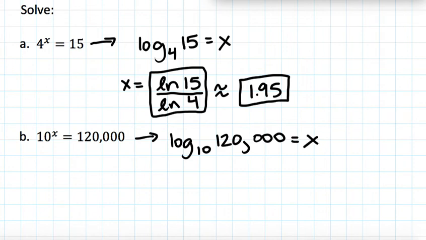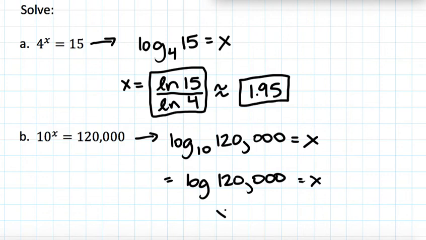Now for this, log base 10 is just log. I don't need to write the base. So log base 10 I can do on the calculator. So if I just type this in, log 120,000, that's going to be my answer. And I'll do that and get a decimal approximation of 5.08.